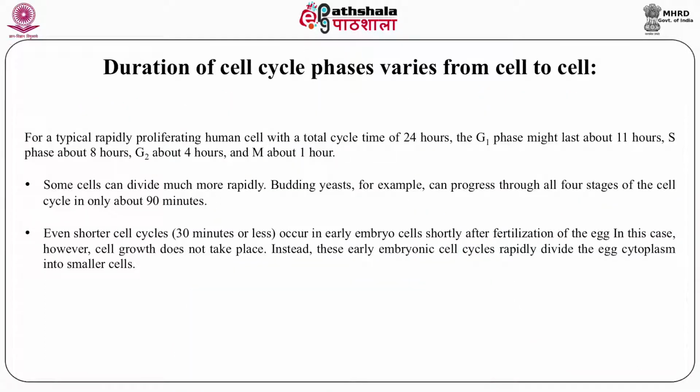Even shorter cell cycles, like 30 minutes or less, occur in early embryonic cells shortly after fertilization of the egg. However, cell growth does not take place. Instead, these early embryonic cells rapidly divide the egg cytoplasm into smaller cells. There is no G1 or G2 phase, and DNA replication occurs very rapidly in these early embryonic cell cycles, which therefore consist of very short S phases alternating with M phases.